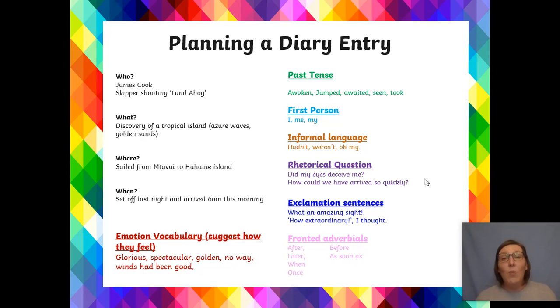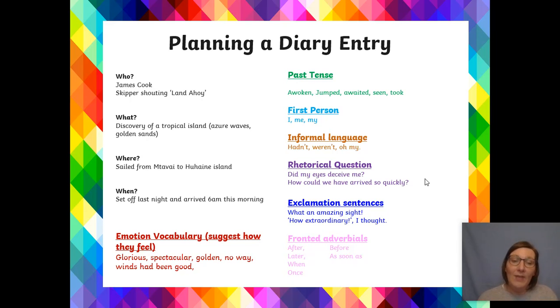So where did the event take place? Well, he sailed from Matafi to Hunain Island. And when did this happen? They set off last night and they arrived at 6 a.m. this morning. Remember, putting times and dates are key for your diary.